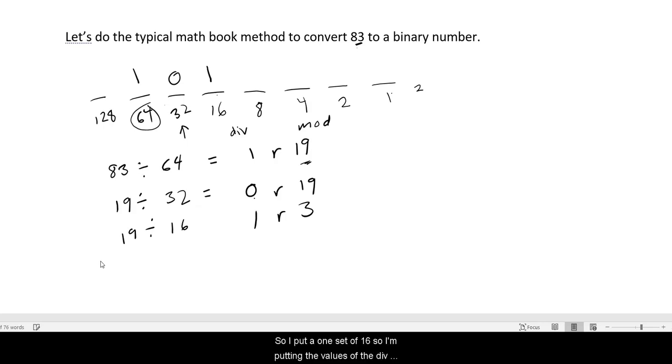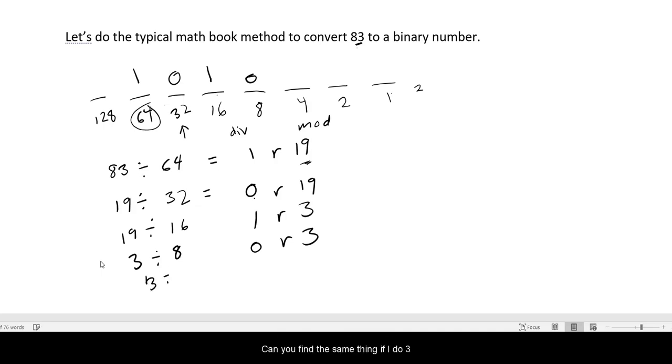So I put a 1 set of 16. I'm putting the values of the div into the places, moving left to right. So I take 3 and divide it by 8. I can't get any sets of 8 out of 3. No, there are no sets of 8 in 3, so I still have a 0 and I have a remainder of 3.